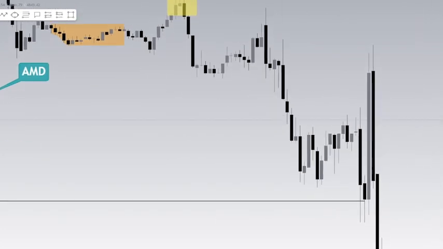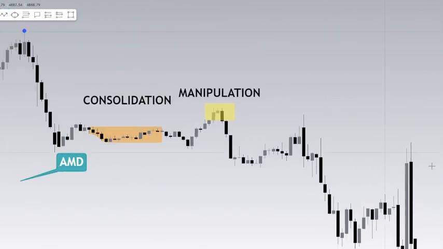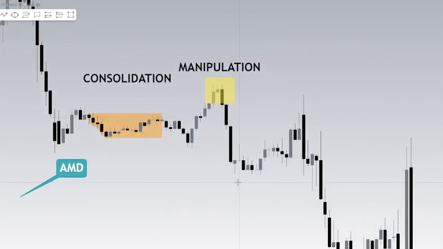So FOMC gave a bearish price action delivery today. So what we're doing is we're just looking and we're understanding the AMD, or the power of three. So what we see is we see a consolidation, a manipulation, and a distribution. An accumulation, a manipulation, and a distribution, right?